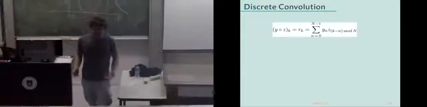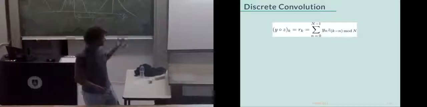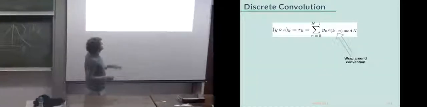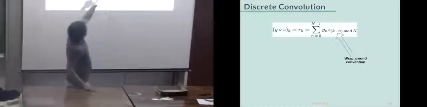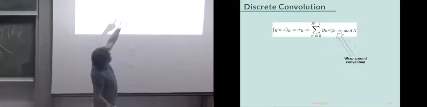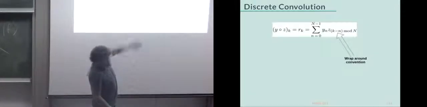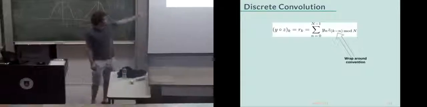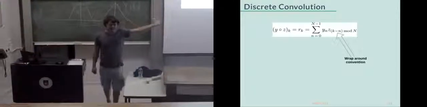Just like you learned about the continuous convolution, there's also the discrete analog. This is actually the discrete circular convolution, and this thing that we're putting there is what's known as a wraparound convention. Basically, it tells us which element of z to pick when n is larger than k. Because if n is larger than k, the index on z is going to be negative.